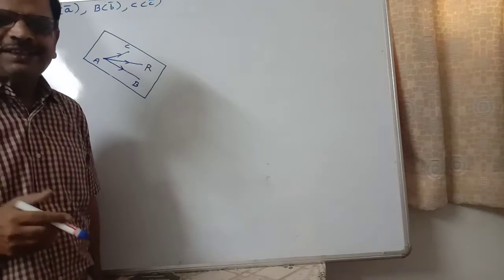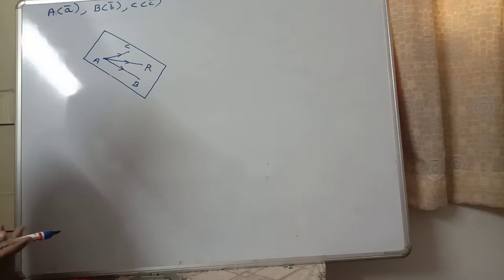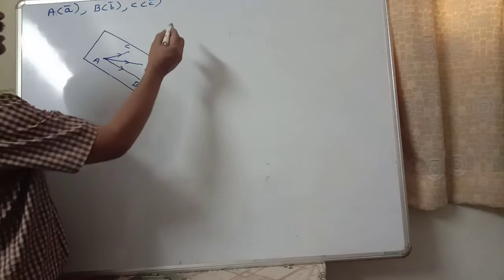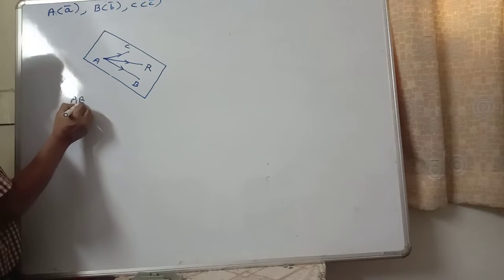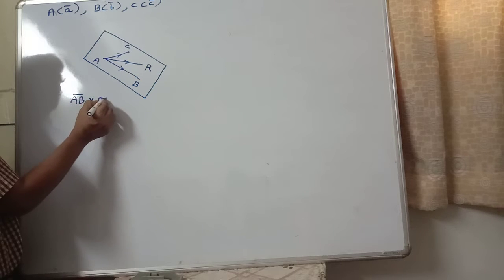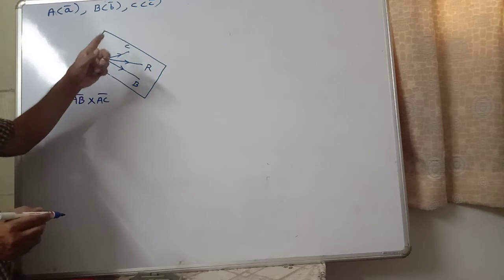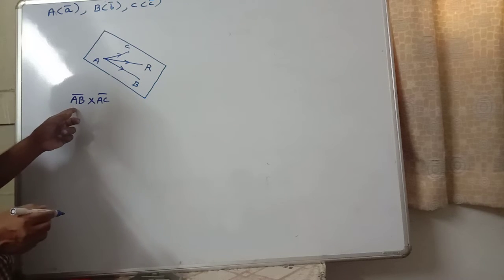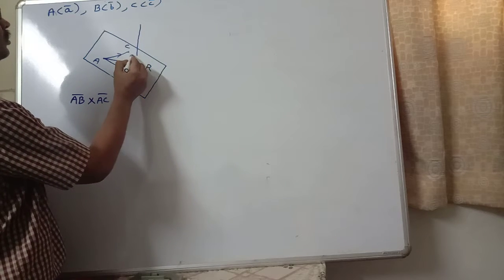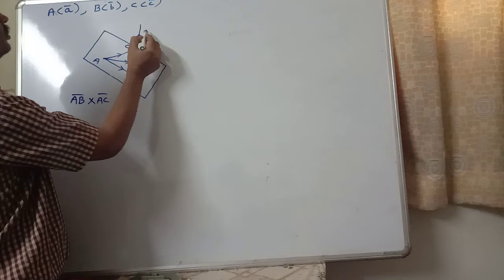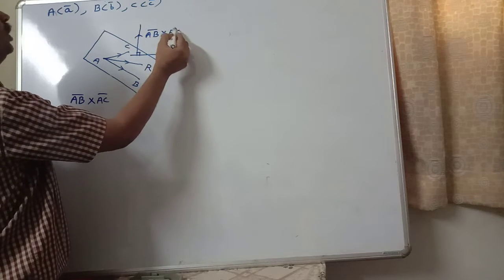Now to form equation of plane, we want a vector which is normal, perpendicular to plane. Then AB bar cross AC bar, cross product of 2 vectors, is a vector which is perpendicular to AB bar and AC bar. Means it is perpendicular to plane of AB bar and AC bar. This is a vector normal to the plane.